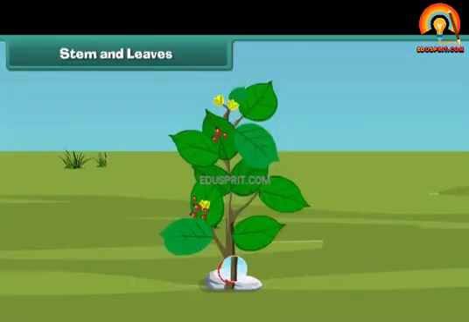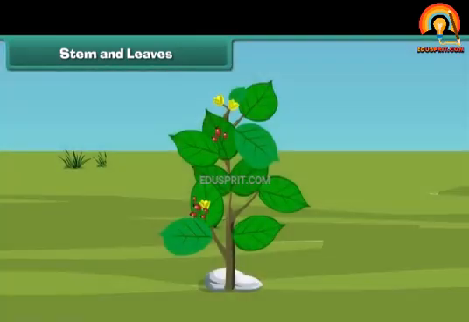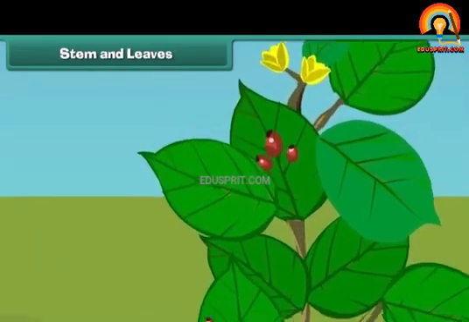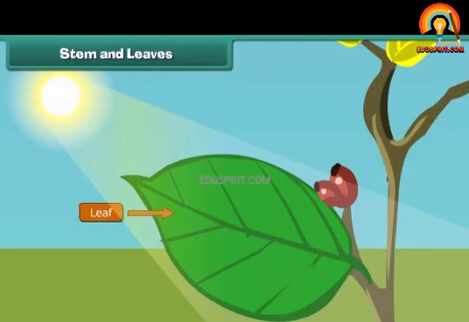The next part of a plant is the stem. A stem is the hard part of a plant which grows above the ground. It bears leaves, fruits, and flowers. A stem also supports plants. Friends, do you know which part of a plant helps them to prepare food? That's right, it is the leaves. Leaves are green in color and are born out of a stem.